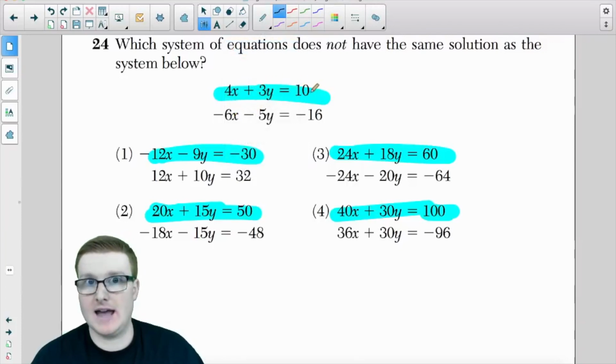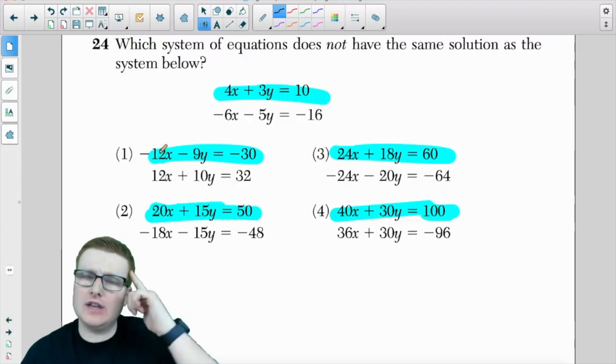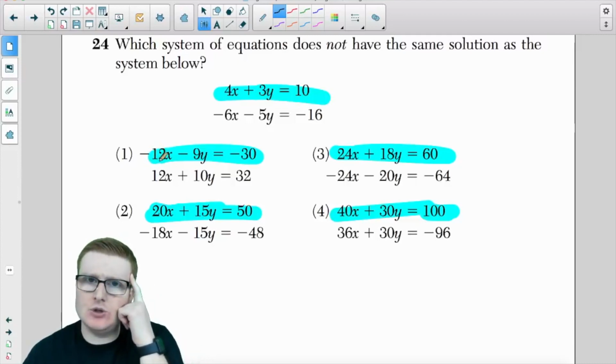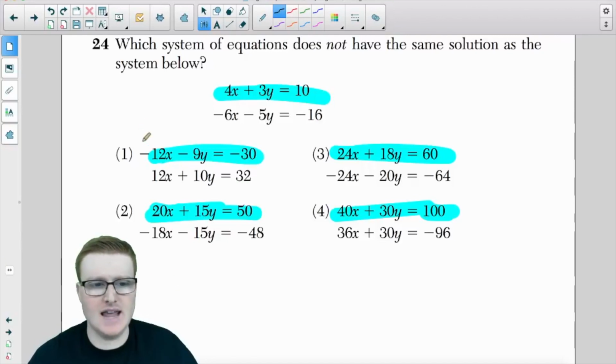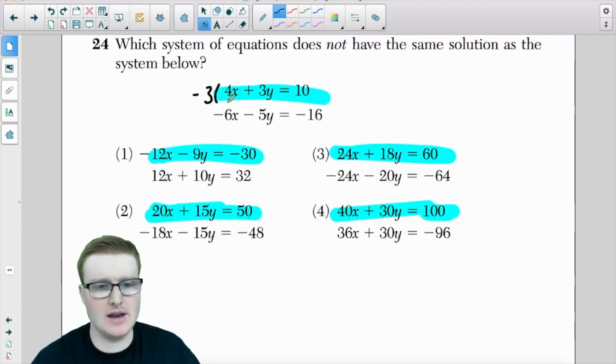4x plus 3y equals 10. Let's take a look at choice 1. All of a sudden, that's a negative 12. So you're thinking to yourself, 4 times what number gives you negative 12? Well, 4 times negative 3 gives you a negative 12.